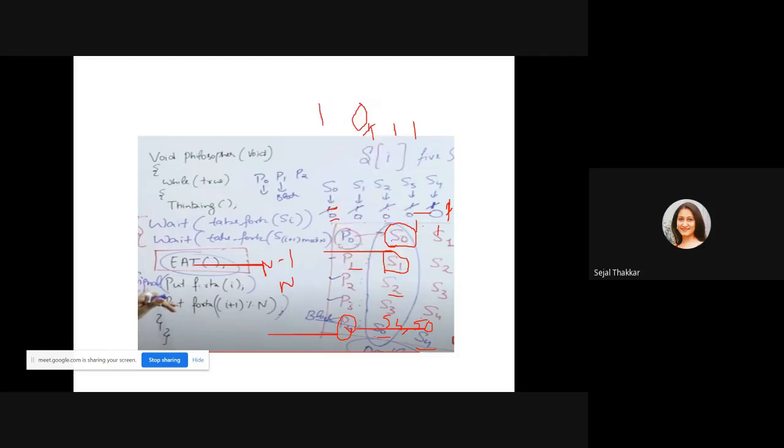P0 already has the S0 fork, the semaphore, with him. Now he needs S1, but P1 has completed eating and come out of the process and increased the value of S1 by 1, and P0 requires S1 also, so it is going to make the value of S1 from 1 to 0 and P0 can also eat. Now P0's fork is also free, the S1 fork is also free, so this P4 can also eat. So this is going to remove the situation of deadlock by changing just the sequence of the nth process.